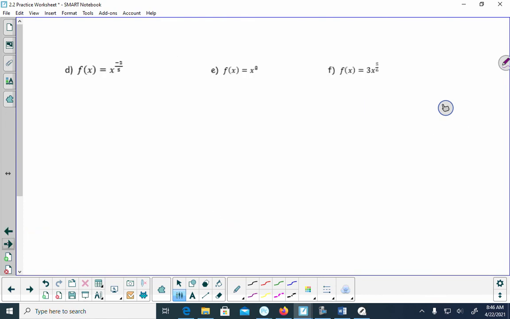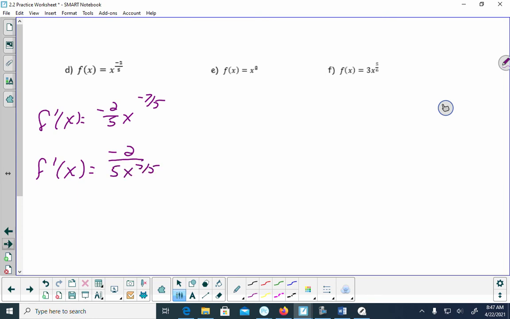Okay, moving on to D, I don't need to rewrite that. That is x to the negative 2/5. So to find the derivative of that, I'm going to do negative 2/5 times x, reduce that power by 1, so that's going to be negative 7/5. And now I'm going to write it as a positive exponent, so I'm going to have negative 2 over 5x to the 7/5. E, as easy as it can get. 8x to the 7th. Nothing really to say about that one.